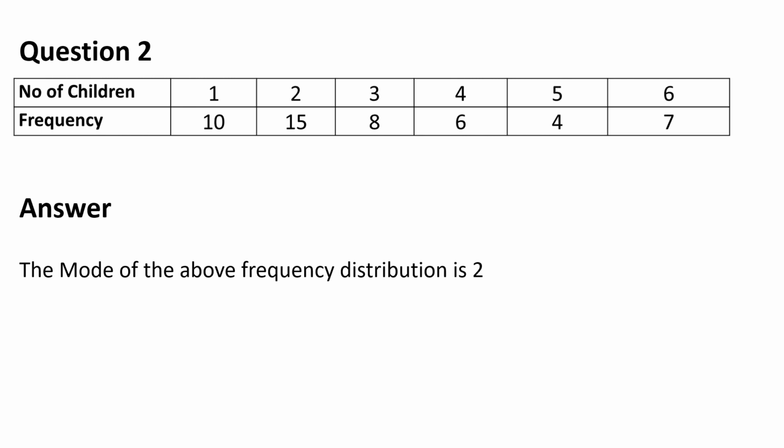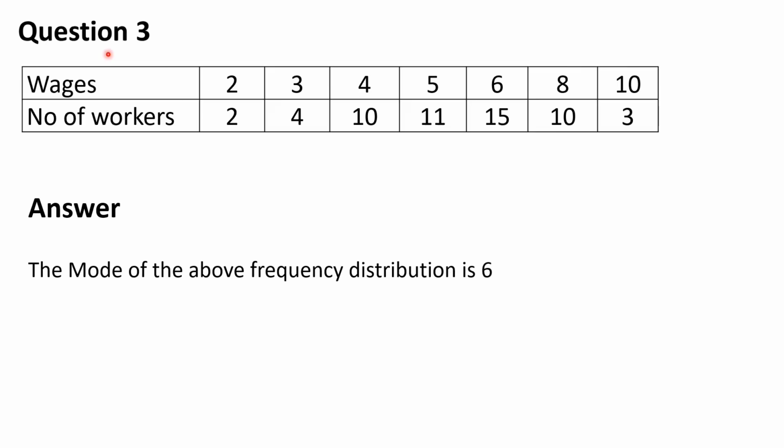Now let us proceed to the third question. I want you to try this question. What is the mode of this frequency distribution? Now you can check your answer. The answer to the above question is 6, because 6 is the number that has the highest occurrence. Are you getting what I'm saying? 6 is the wage that has the highest frequency with what? 15. You understand? So the mode of this frequency distribution is 6.